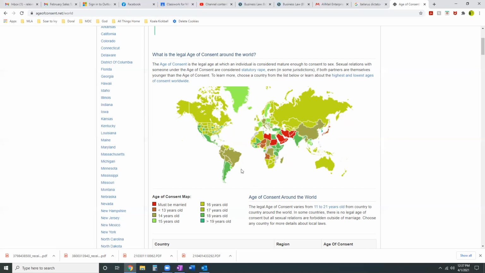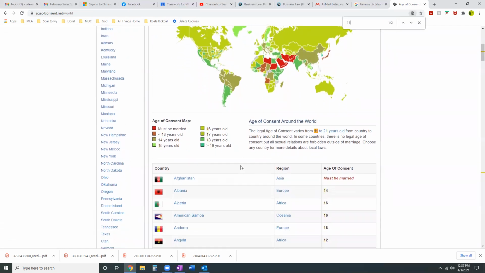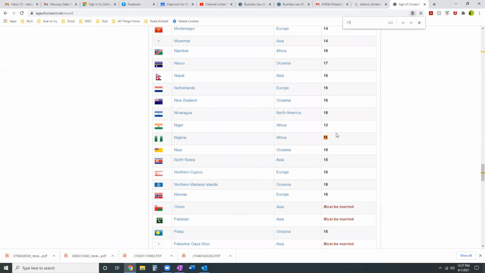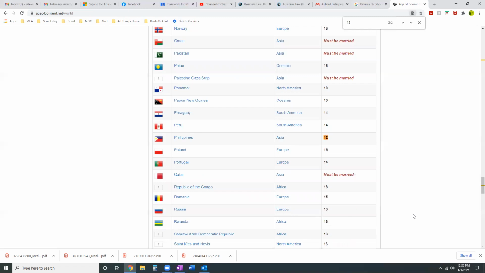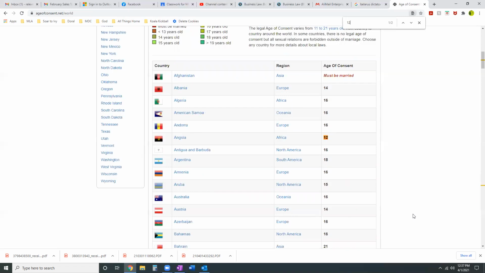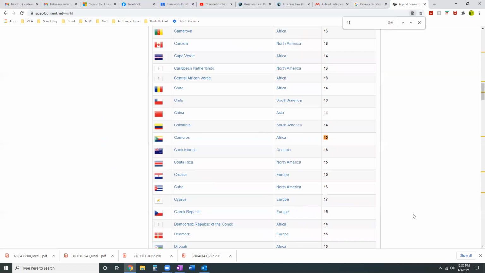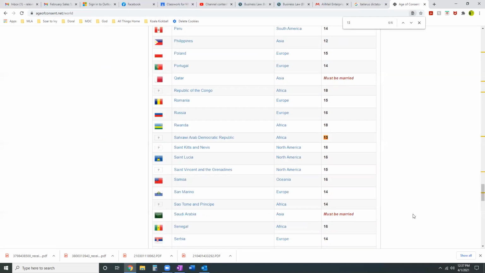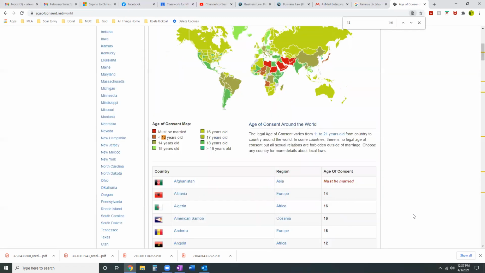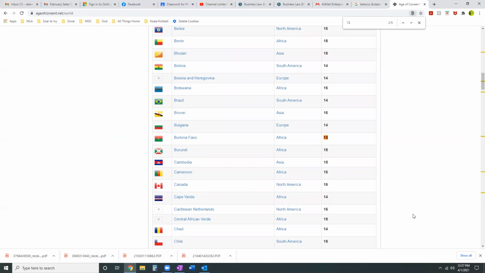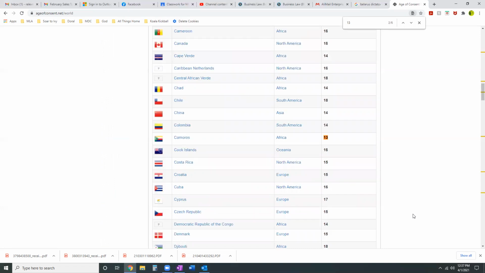For those who wonder about the youngest, there is a country where the age of consent is 11, and that's Nigeria. Weird. Niger, 13. There are a couple where the age of consent is 12: the Philippines and Angola. And 13: Comoros, Japan, Niger, the Sahrawi Arab Democratic Republic, which I can't pronounce, and Burkina Faso. All of them have 13 as the age of consent.